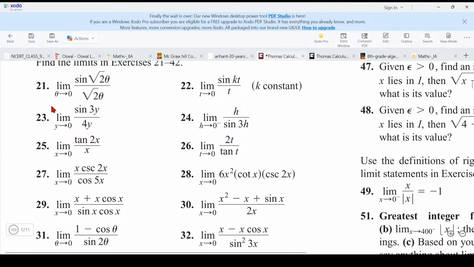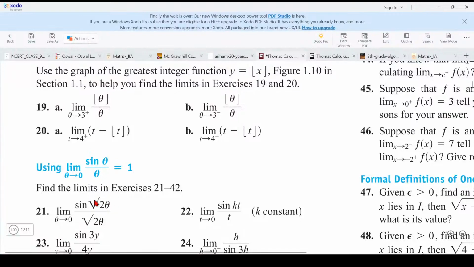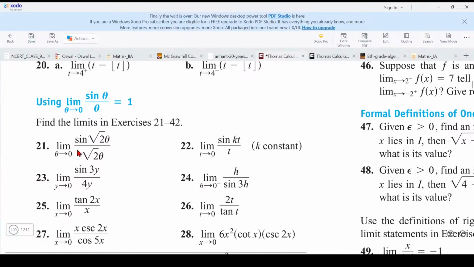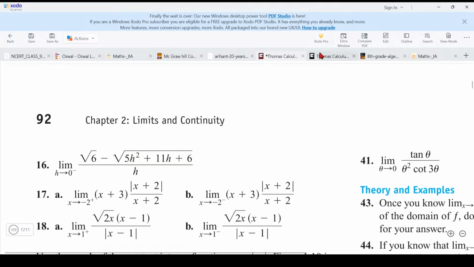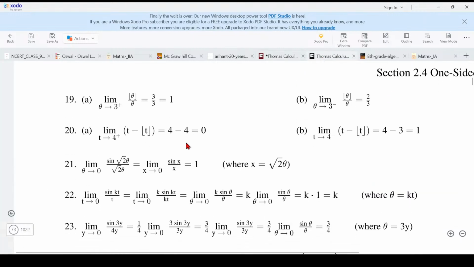So in this case, see why we know sine theta by theta equals 1 when theta tends to 0. But here it is root 2 theta. But we also know when theta tends to 0, root 2 theta is also tending to 0. Ideally, all three should match. Then only we can say this theta and this theta are the same. But here, root 2 theta is also tending to 0. So ideally, we should make the transformation when you are presenting on the board. You understood?